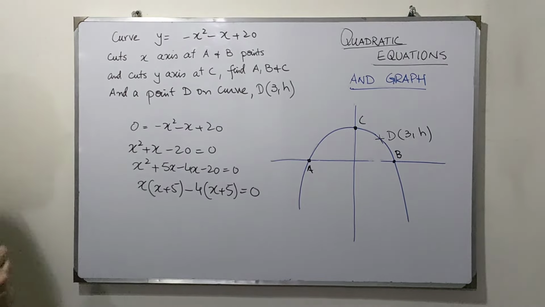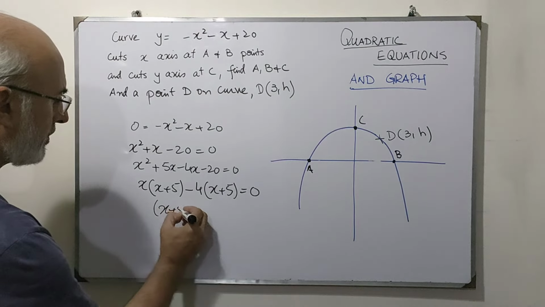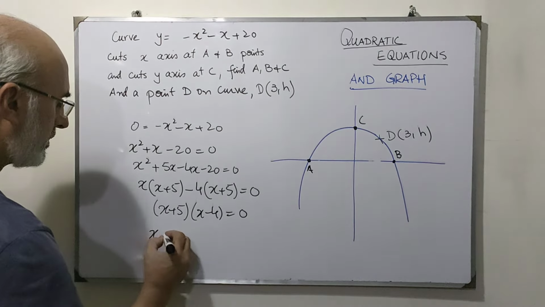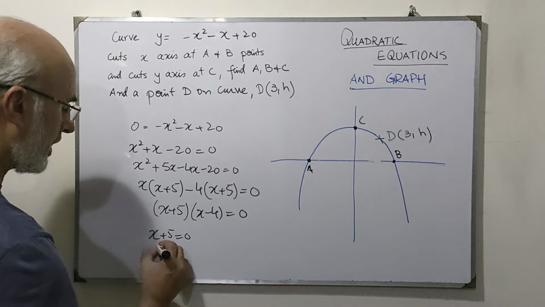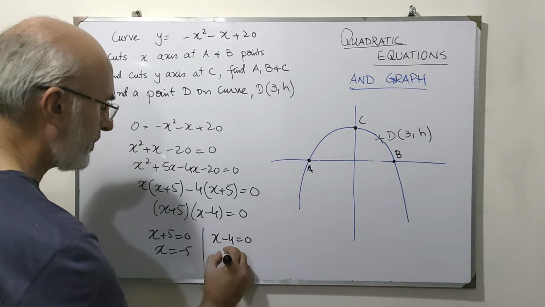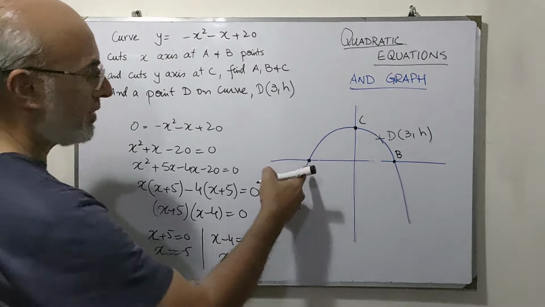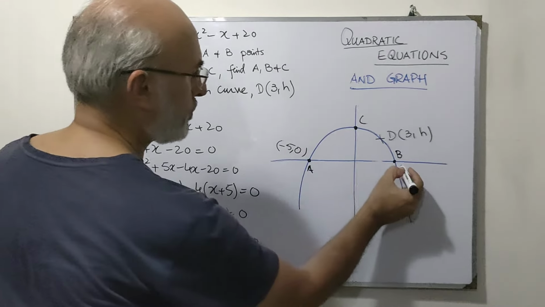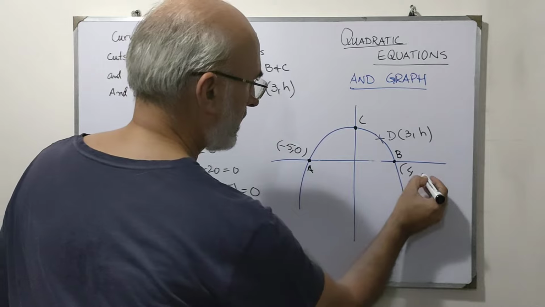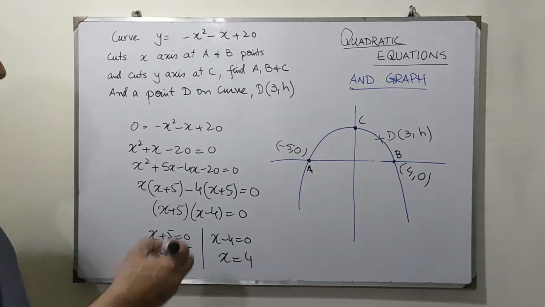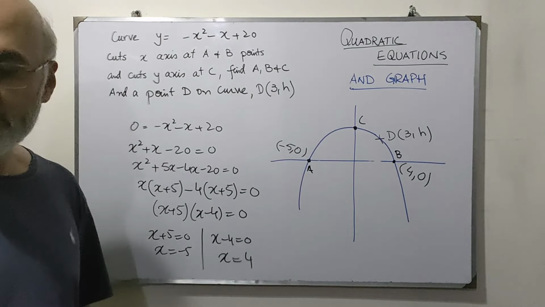Okay, we have applied the mid-term method, and now we have x plus 5 into x minus 4 equals 0. When x plus 5 is equal to 0, we have x is equal to minus 5, and when x minus 4 is equal to 0, we have x is equal to 4. So this point is minus 5 and 0, and this point is 4 and 0. Okay, pretty easy, right?